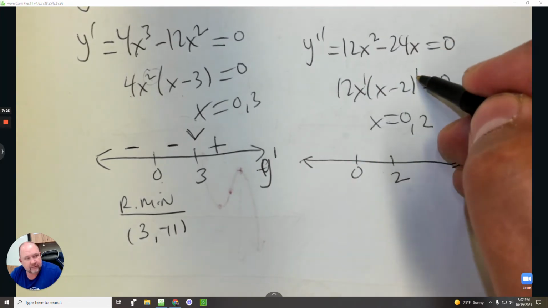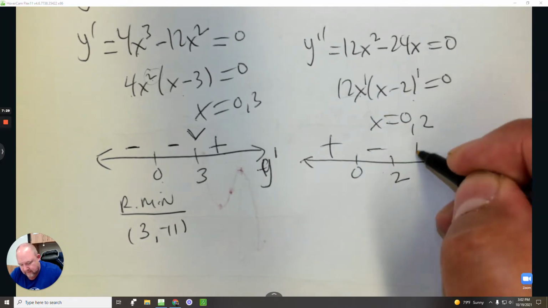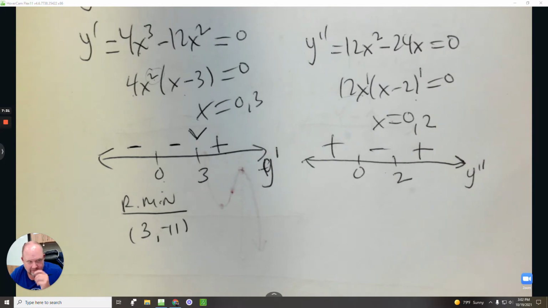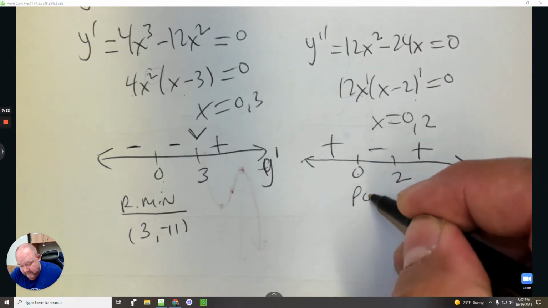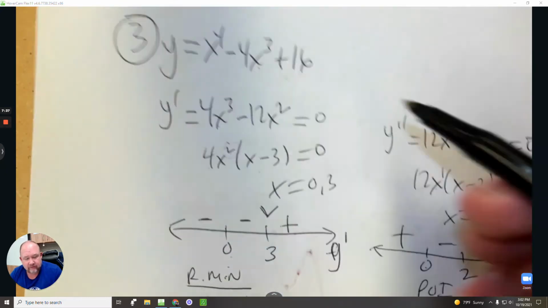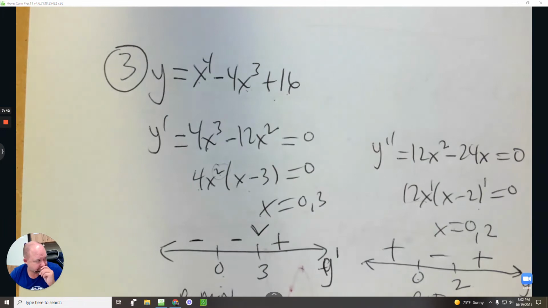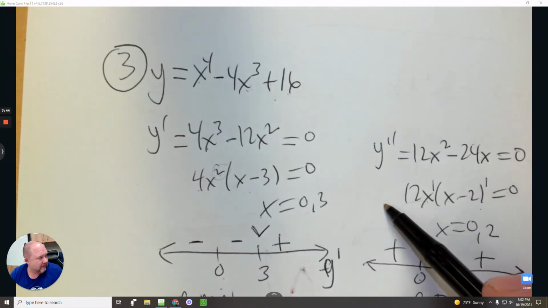Again, these have odd exponents, so it's just going to change. So it's a negative times a negative, which is a positive, and then the signs change as they go across. So we have points of inflection at 0 and 2. So 0 gives me the answer 16. And 2, if I plug it in, gives me the answer 0.